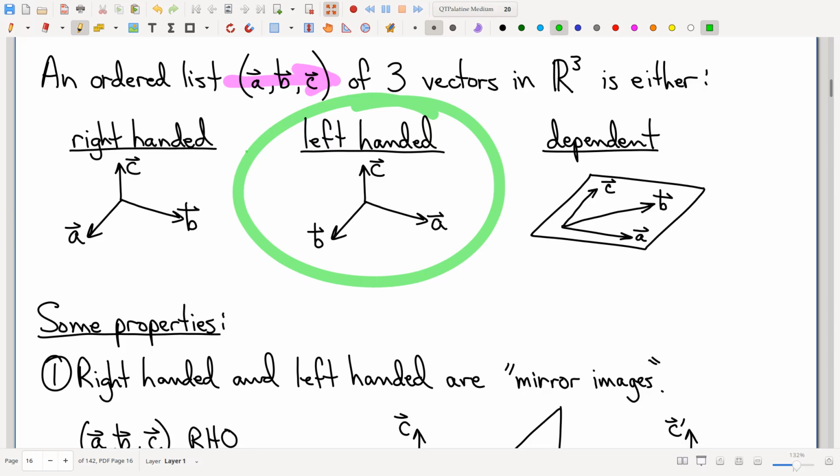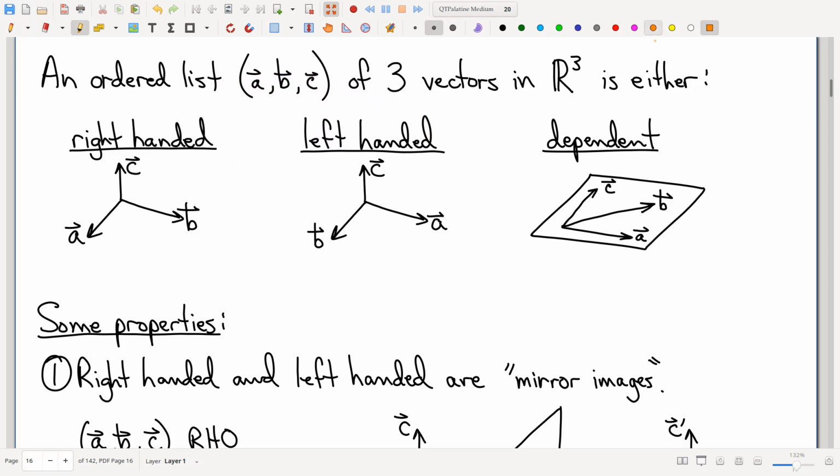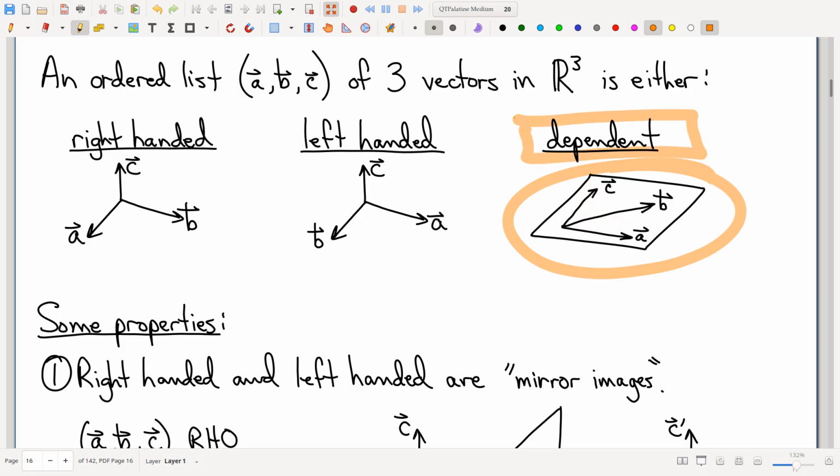And again, there's various anomalous, exceptional cases, such as what if all three vectors are in the same plane, or what if two of the vectors are parallel to each other, what if one of the vectors is the zero vector. There's various examples of cases where it's neither, and again, they are all linearly dependent.